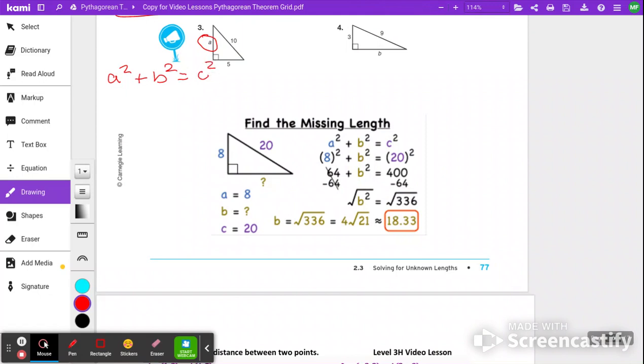Before I plug my numbers in, I'm going to go ahead and subtract B squared from each side so that we have A squared on one side of the equation by itself. So when I subtract B squared from each side, so now that we have our equation rearranged, now I'm just going to plug my numbers in.